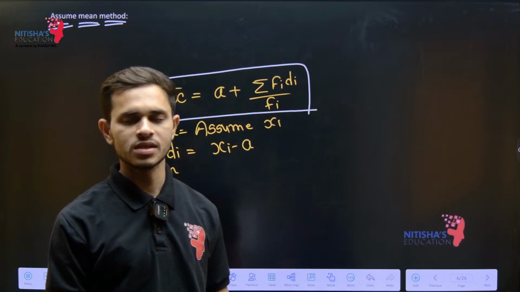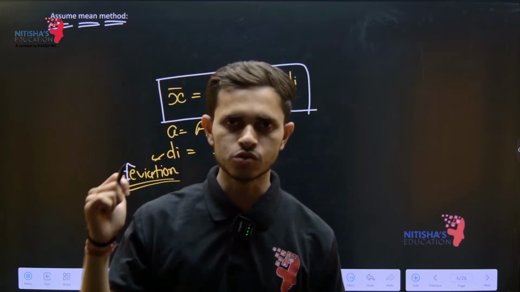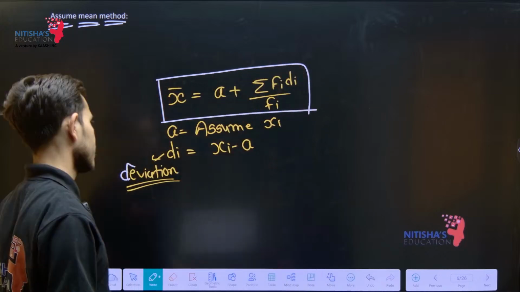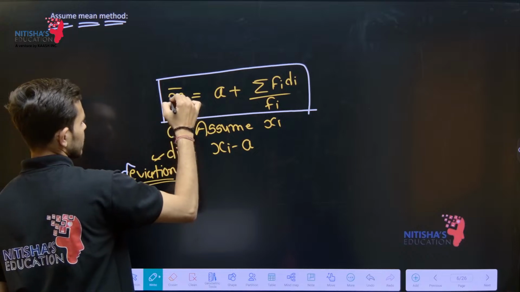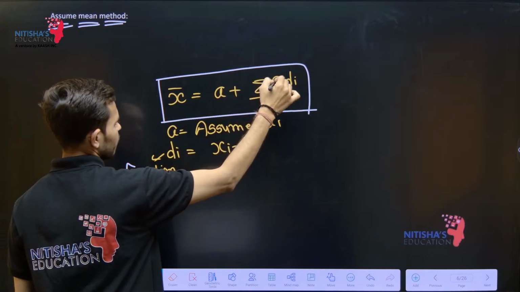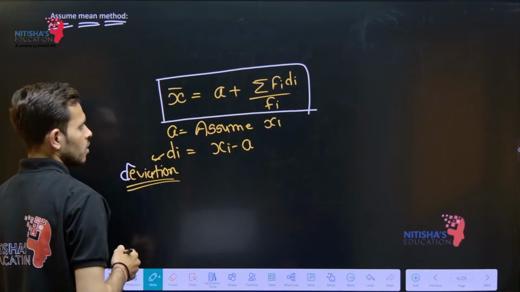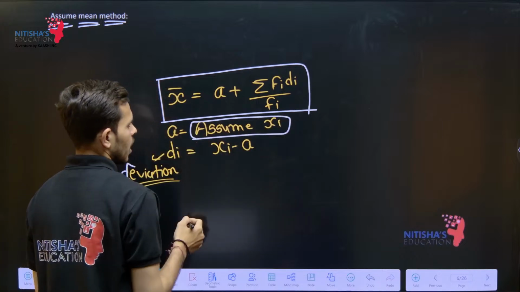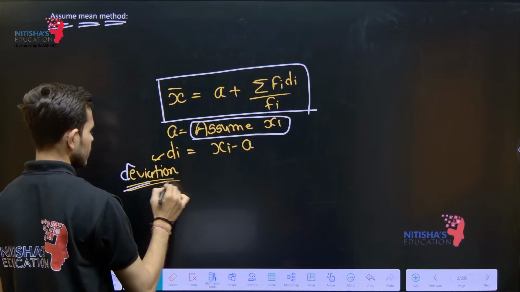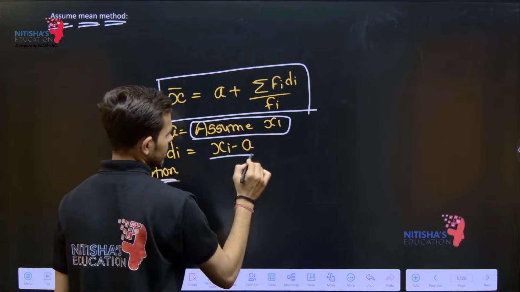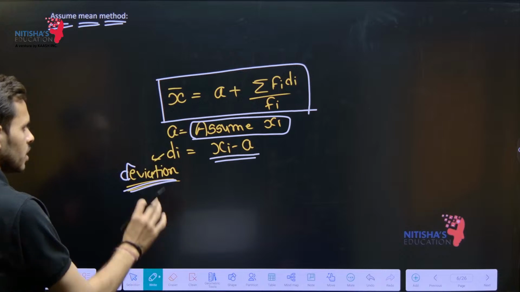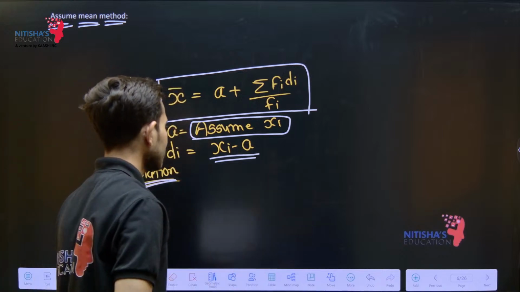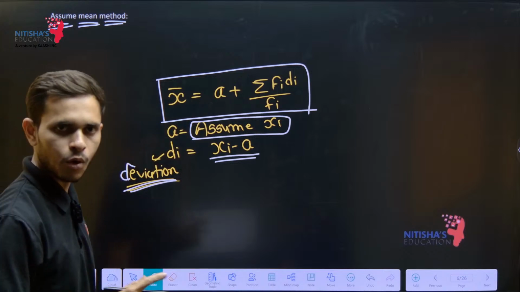This is the equation that we are going to use to solve the mean by the assumed mean method. The equation is x bar is equal to a plus sigma fi di divided by sigma fi, where a we can assume from our xi, and di is the deviation, which is given by xi minus a. Just remember this equation right now. In the very next slide we are going to solve a sum on this concept.